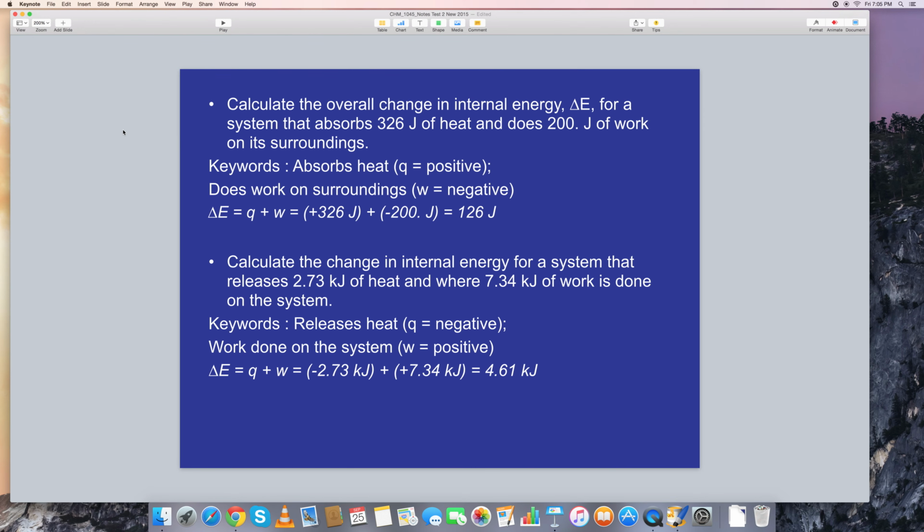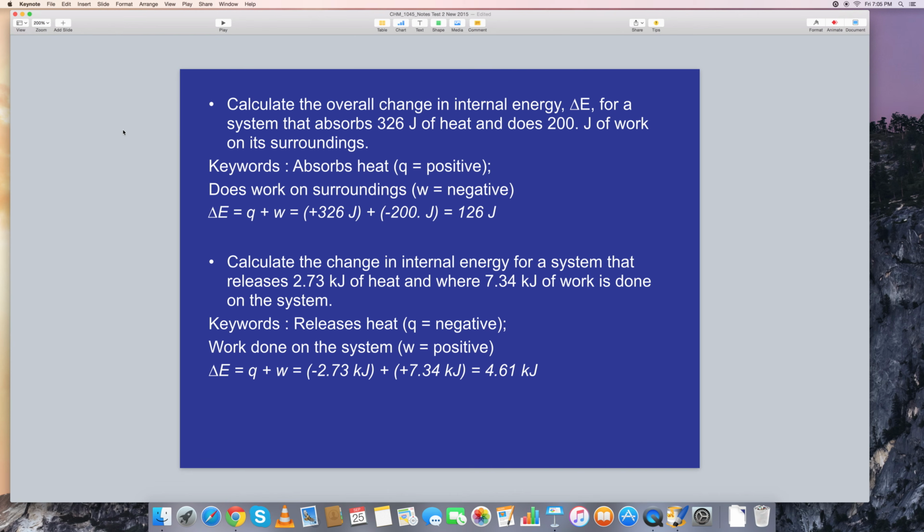From there, it is a matter of plugging the numbers into the delta E equals Q plus W equation, simply putting the correct signs on Q and W. This has been done here. Q will be plus 326, W will be negative 200. And then after we do the calculation, it'll come out to 126 joules.